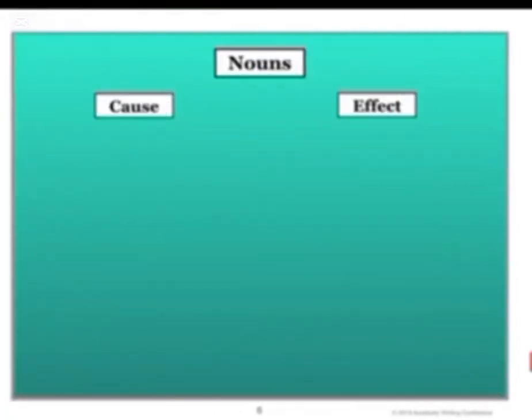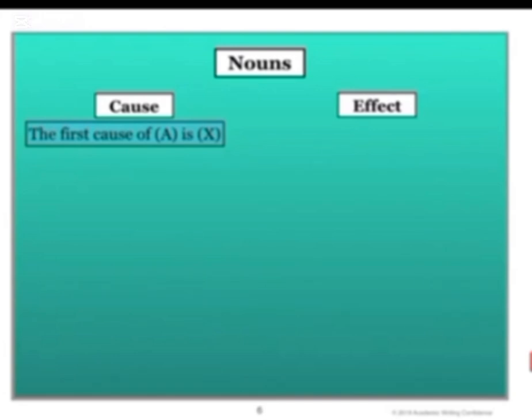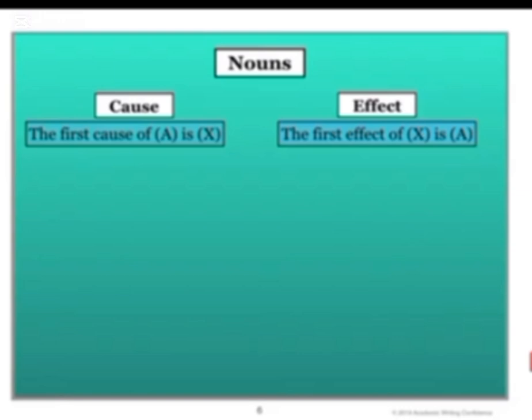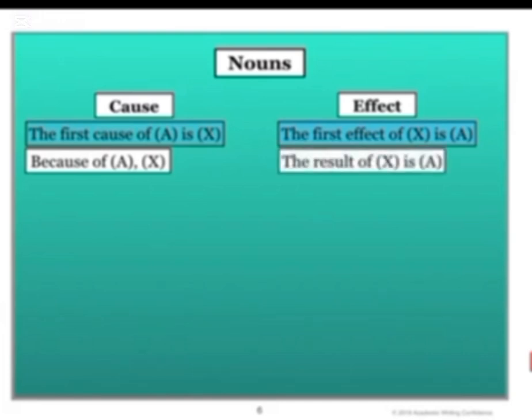The first cause of A is X. Now, you might be writing something like the first cause of cancer is smoking, and in the same way, you could use the other pattern using the effect side. The first effect of smoking is cancer. Now, you could also say, because of A, X is true, or the result of X is A. So again, because of smoking, cancer can be a serious problem.